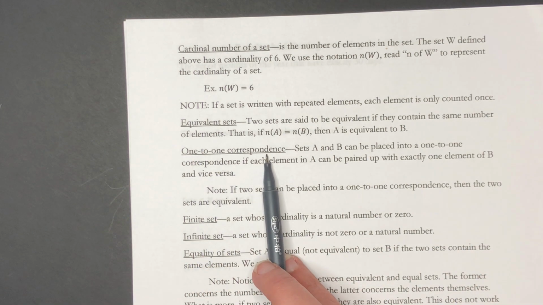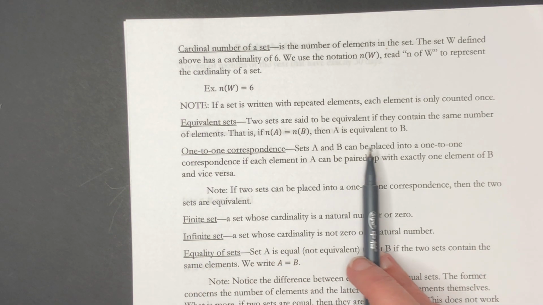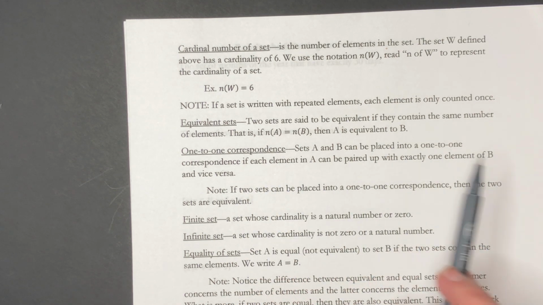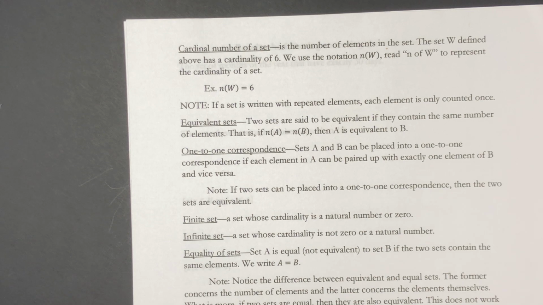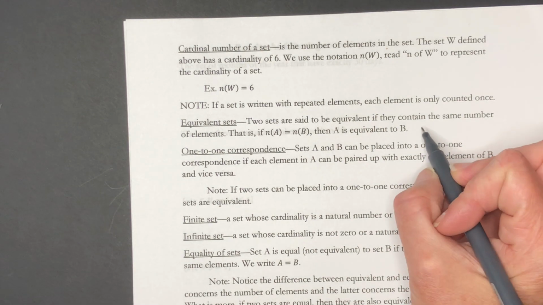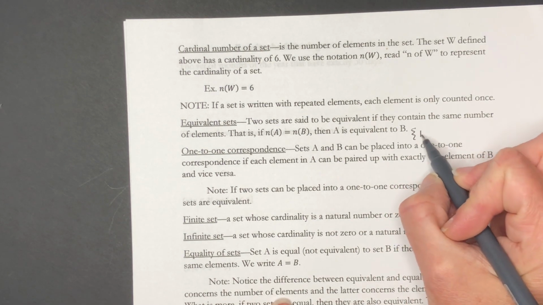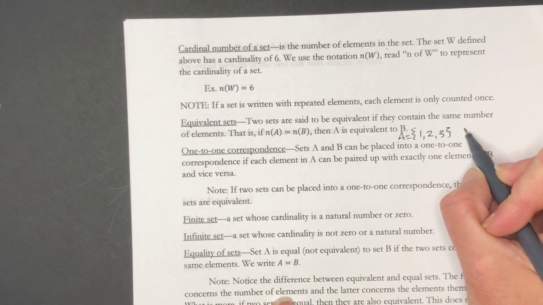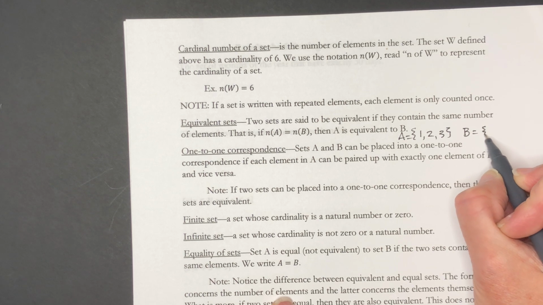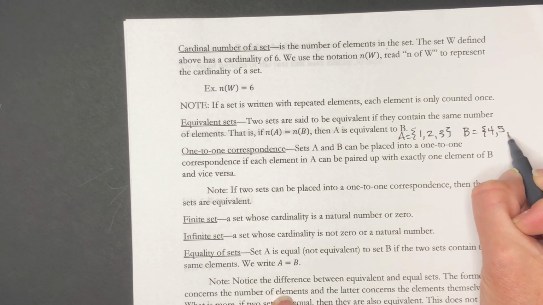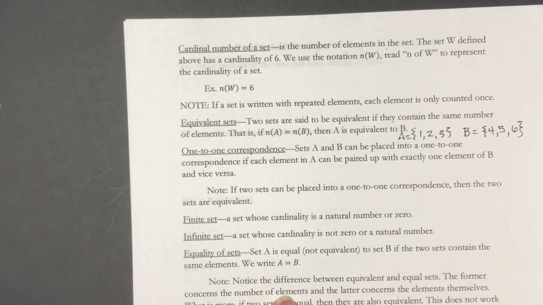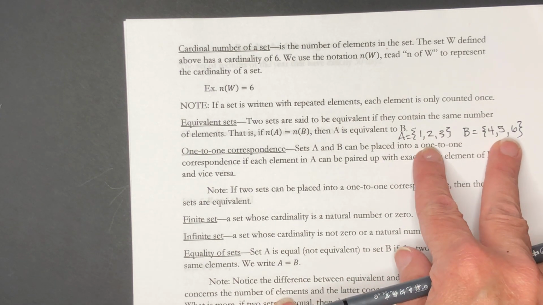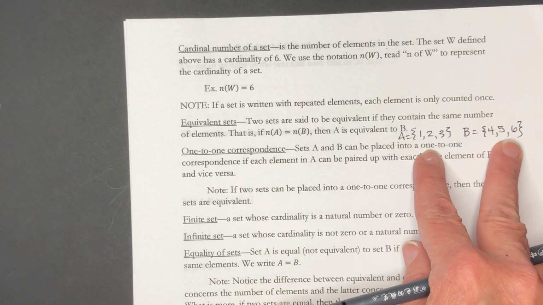One-to-one correspondence. Sets A and B can be placed in a one-to-one correspondence if each element in A can be paired up with exactly one element of B and vice versa. So if I had the set 1, 2, 3, and that's my A, and then I had B equal to 4, 5, 6. They're not the same set because they have different elements, but their cardinality is the same because they both have 3 elements.